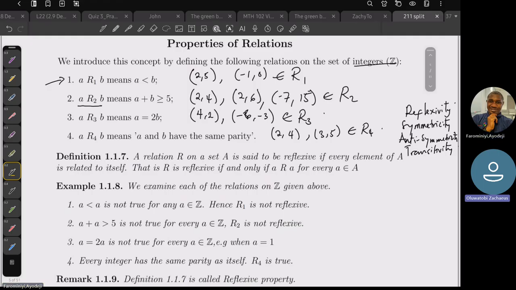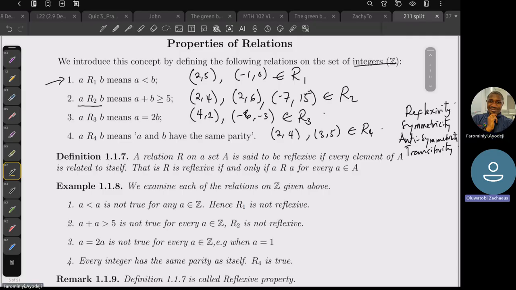Okay. So, as I was saying, a relation is said to be reflexive if for every element in the domain, that element is related to itself. That is reflexivity. Your phone is not showing now. My screen is not showing. Okay, it is now.